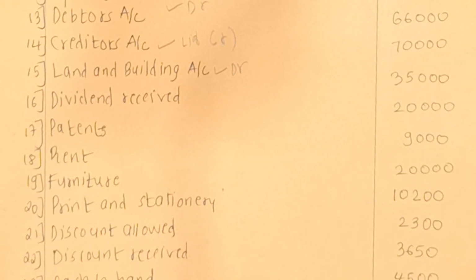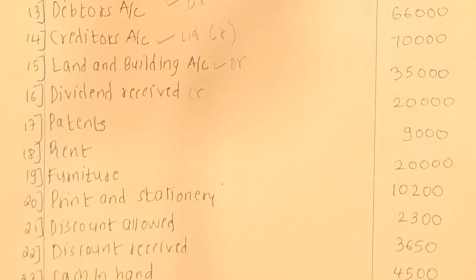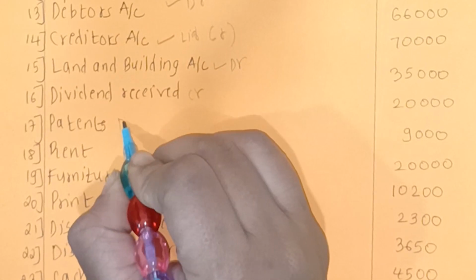Then we have discount received. Discount received is an income to us, and therefore it will be recorded on the credit side. Only assets and expenses will be recorded on the debit side, so this will be recorded on the credit side. Then we have patent. Patent is an intangible asset, and this asset grants a business the sole right to manufacture and sell an invention. So it is an asset, so it will be debit.